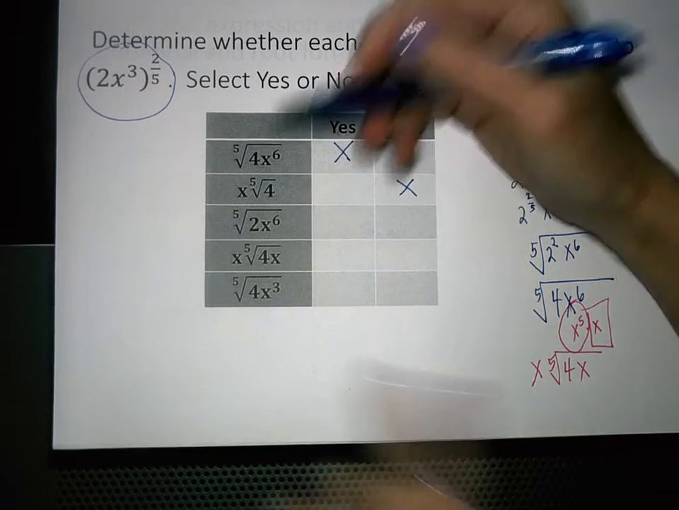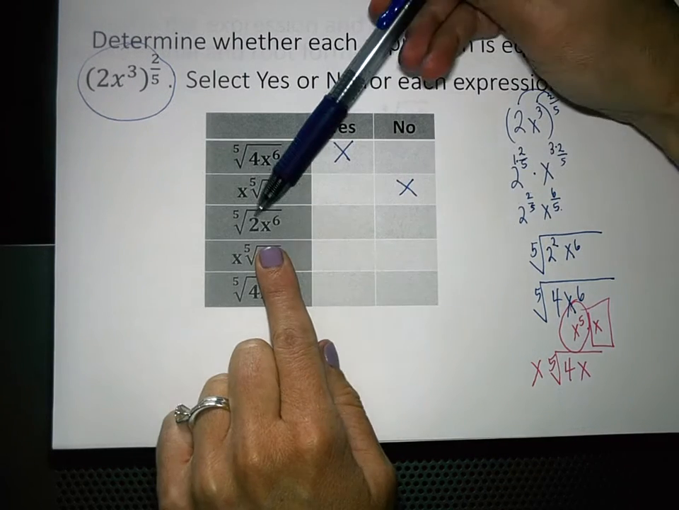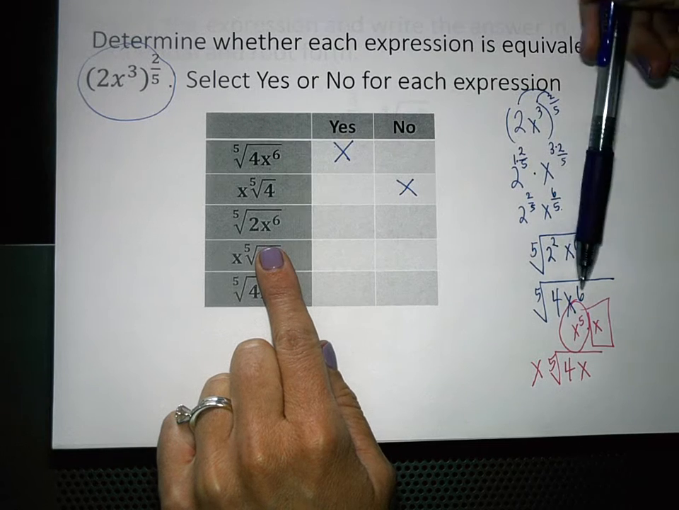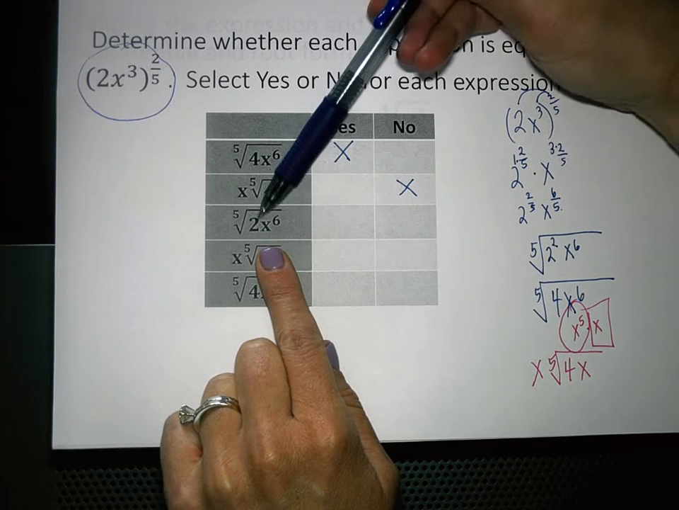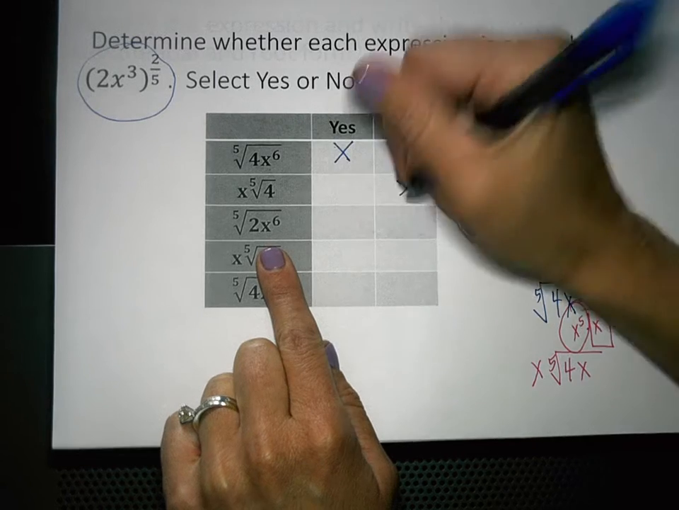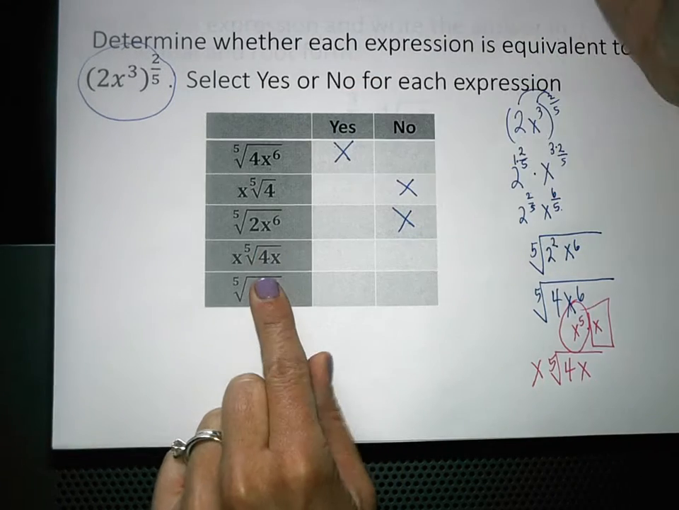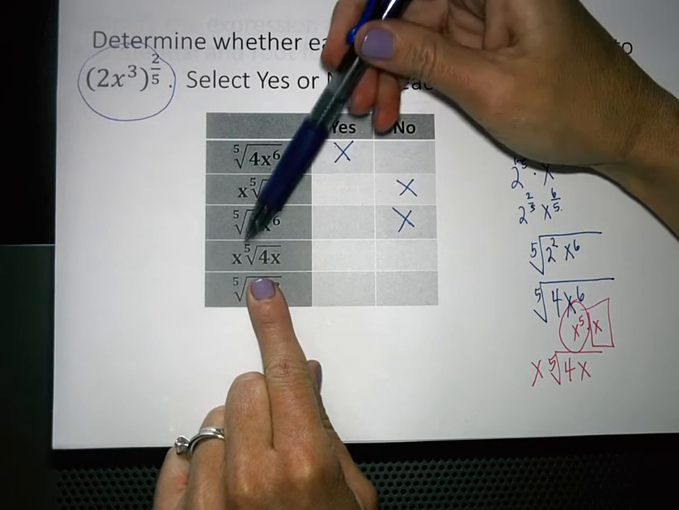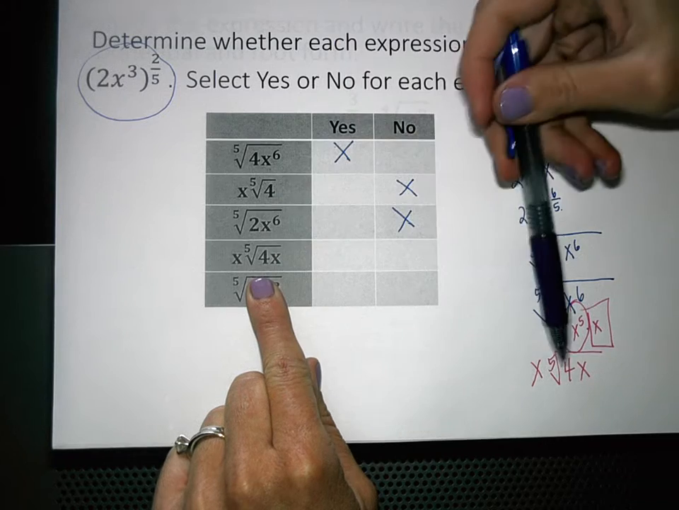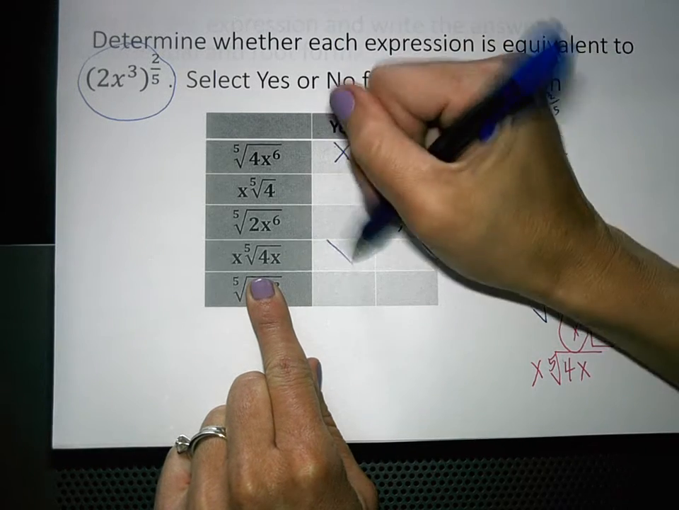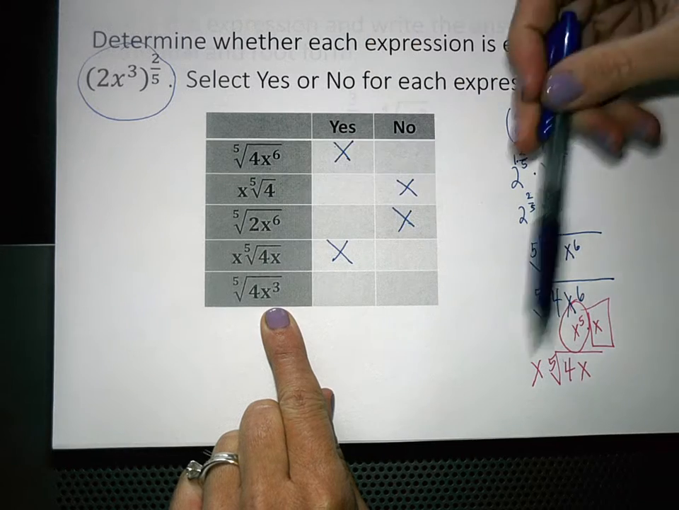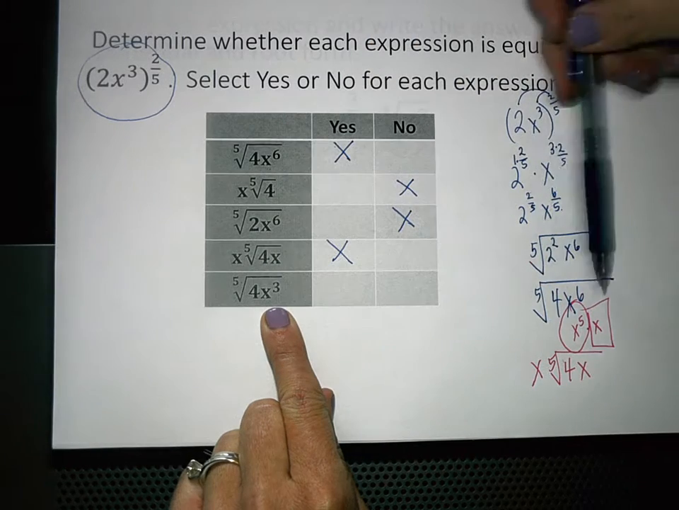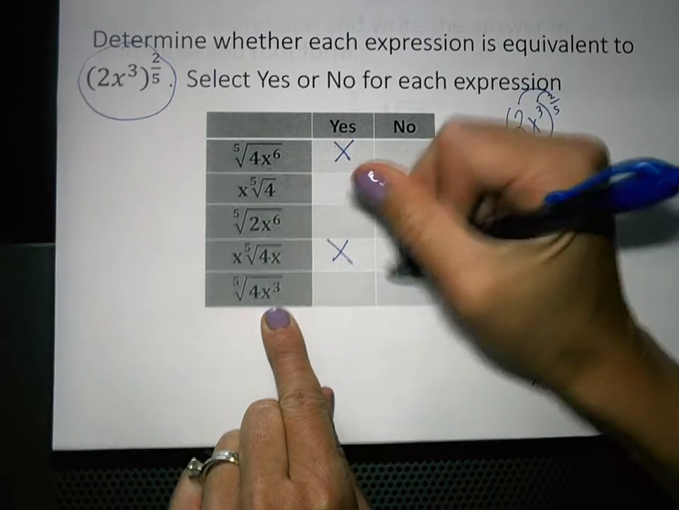Okay? Here, they just have it as 2, but we know this is either going to be a 4 or a 2 squared. So this is missing a square, so that is also a no. This one says x and the 5th root of 4x, which it does match here, so that is a yes. And here, this is a 5th root of 4x to the third, but we know it's a 5th root of 4x to the 6th, and so that one is a no.